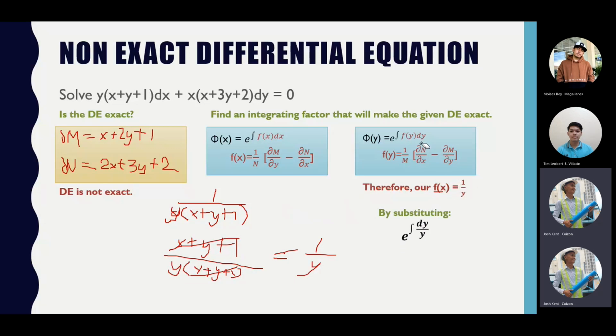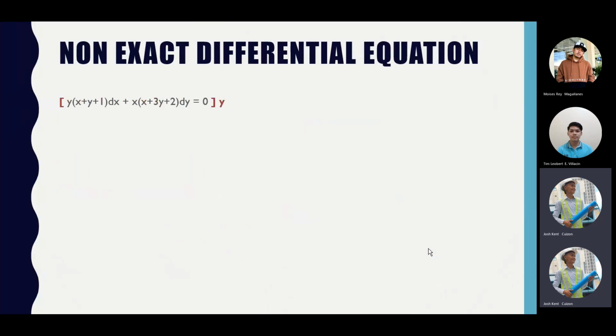So e to the power of dy over y, it's just 1 over y times dy. So we know that dy over y is just ln of y. And by property, atong i-cancel si e to the power of ln, which will leave us with y alone. Kani siya. So therefore, our integrating factor is just equal to y. So if ato nang i-multiply si y sa atong given equation, this should make our given DE exact.